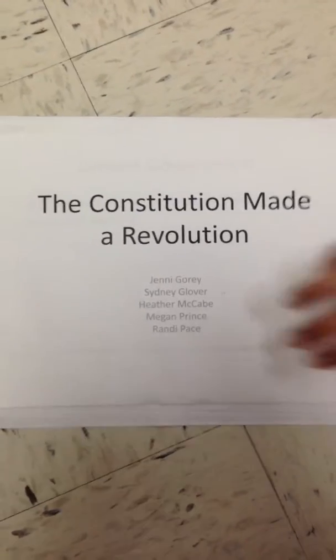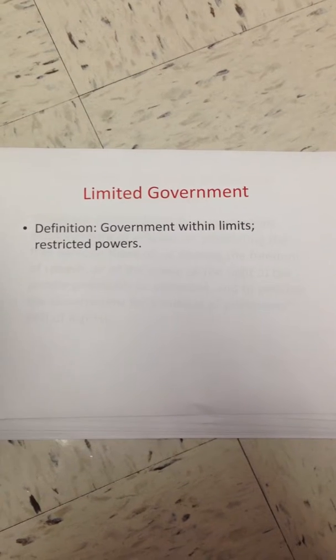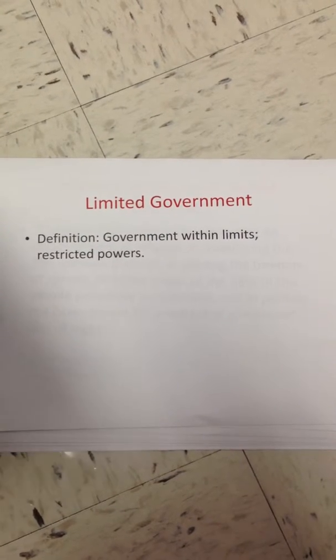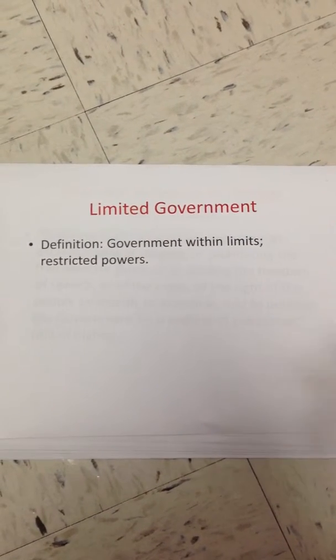The Constitution made a revolution. A limited government is one within limits that has restricted powers. Limited government was included in the Constitution because without it, the citizens would have no consent and it would give the government too much power.